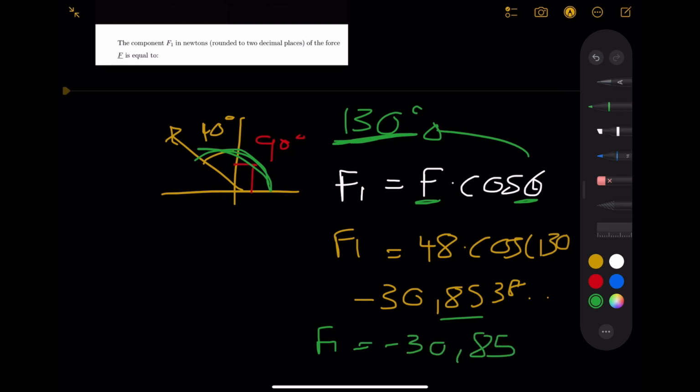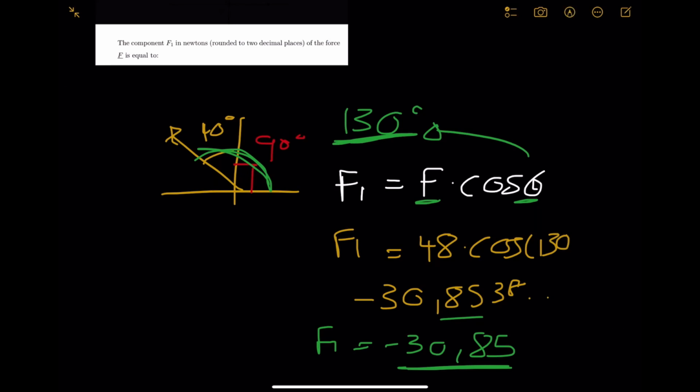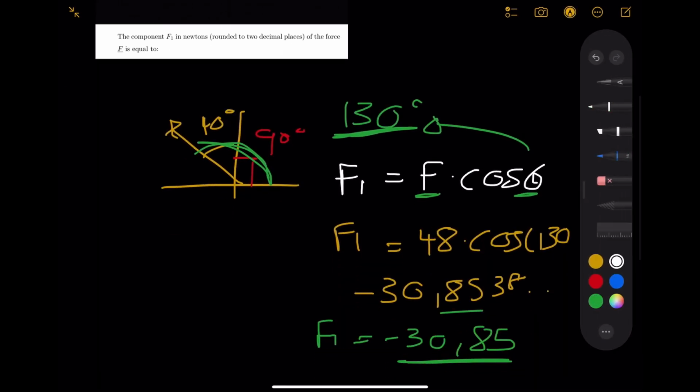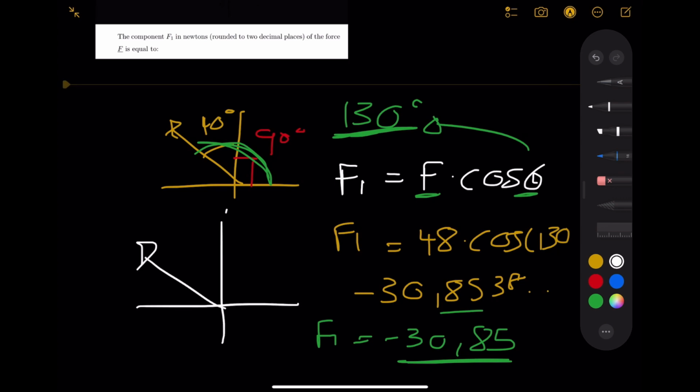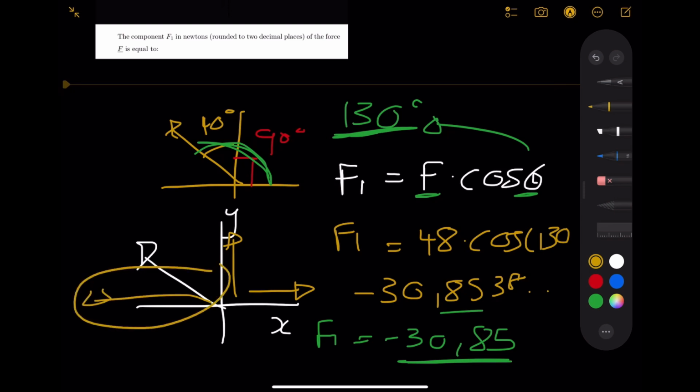To two decimal places, we have F1 is equal to minus 30.85, right? And you may say, well, why is there a minus here? Shouldn't we have a positive? Not exactly. If you look at the force, it's going in this direction over here, right? So if you think of your Cartesian plane, your y-axis here and your x-axis here, we know that going up is positive and going to the right is positive. So if this force here is going to the left, you should expect a negative answer. This doesn't mean that it's a negative force. It just means that the force is going in the opposite direction to the positive axis. So yeah, that's pretty straightforward.